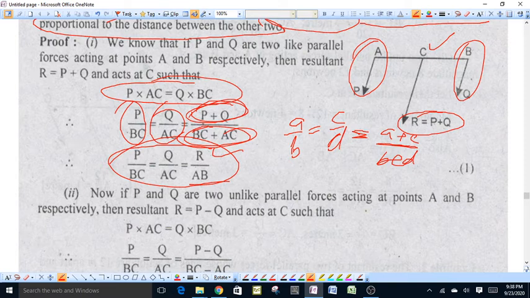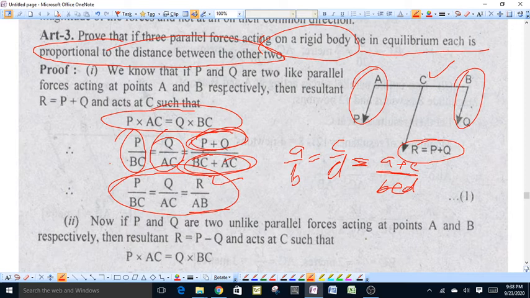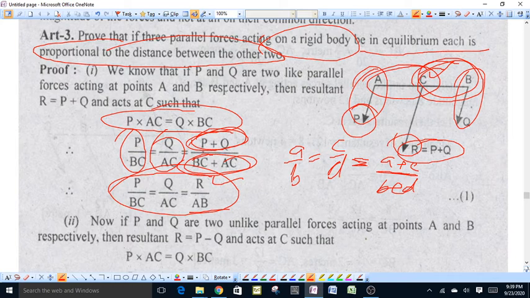This means the ratio of P, the first force, and the distance between the other two, that is the distance between Q and R, that is BC, a ratio of P and BC. Similarly, the ratio of Q and AC, which is the distance between the other two, R and P, and R upon the distance between the other two, P and Q, that is AB. These three ratios will be equal.